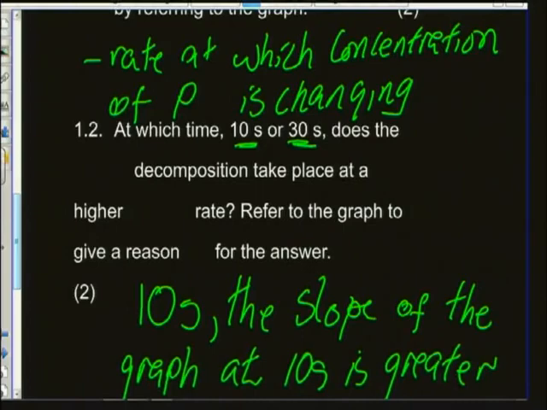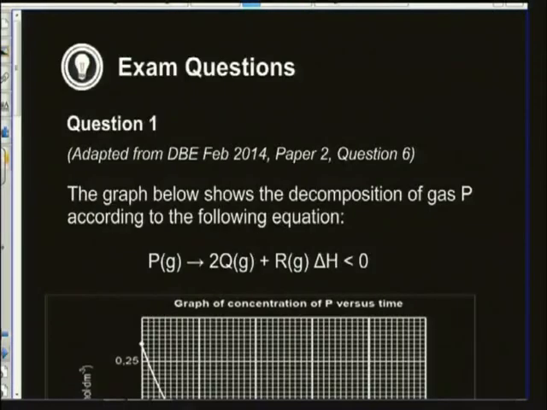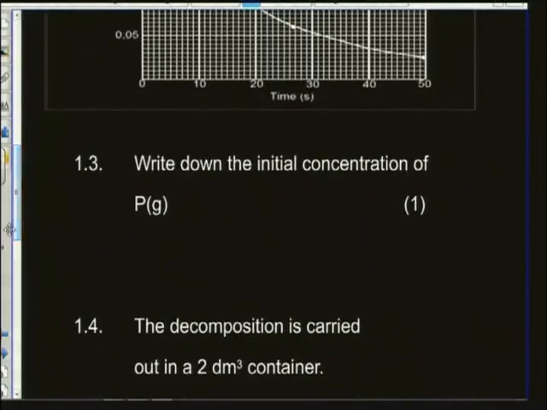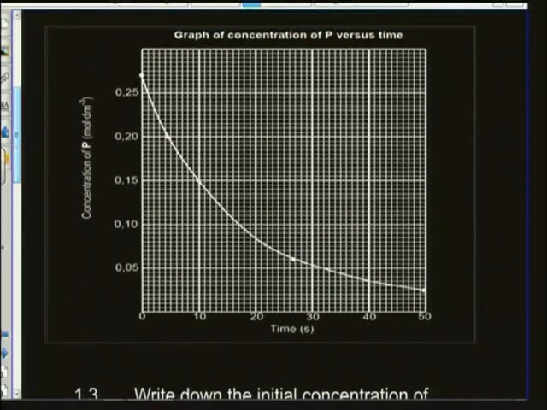Okay, now let's move on to the next question. They say here, write down the initial concentration of P. In other words, at the beginning, what was the concentration of P? Now, if you go back and look at the graph over there, you can check it's 0.25. The graph starts at a point which is higher than 0.25.